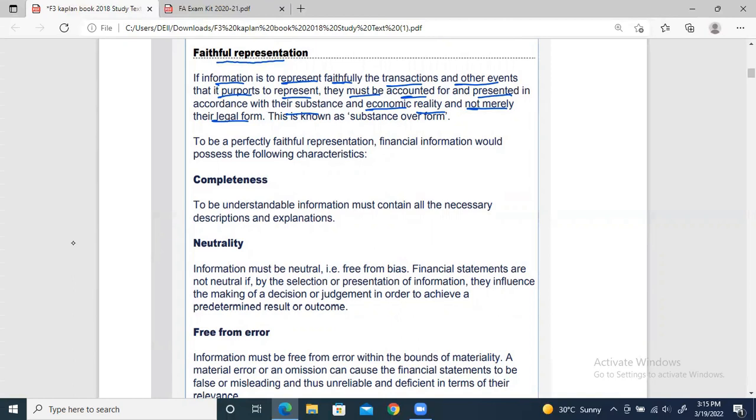So first, it needs to be completeness. To be understandable, information must contain all necessary description.